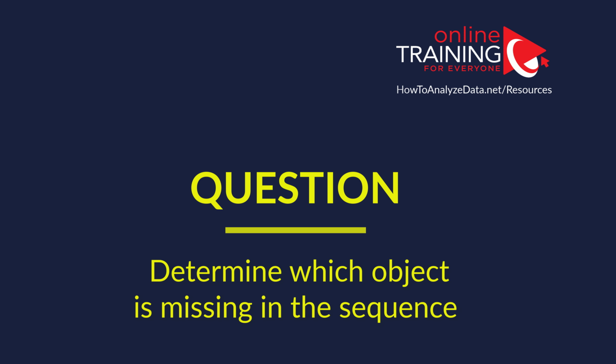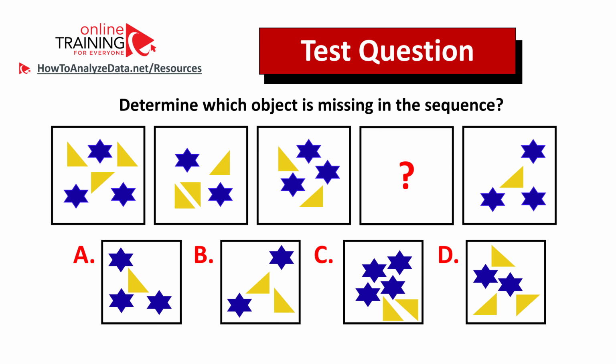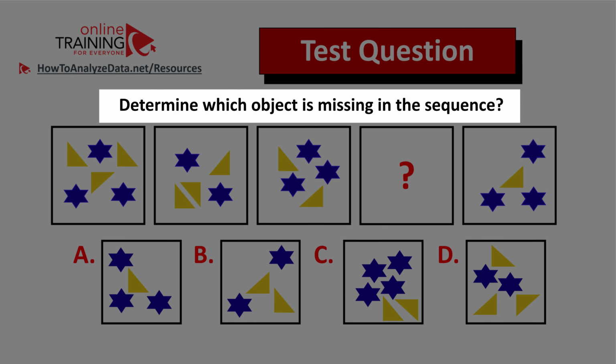Some of you might find this question tricky, but regardless of whether you can solve it or not on your own, you will be excited to learn the solution to this real-life assessment test question. Here is the question. Determine which object is missing in the sequence.